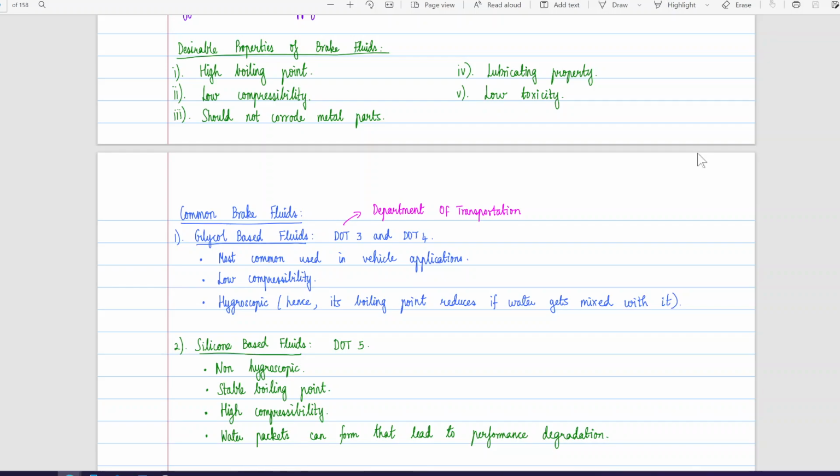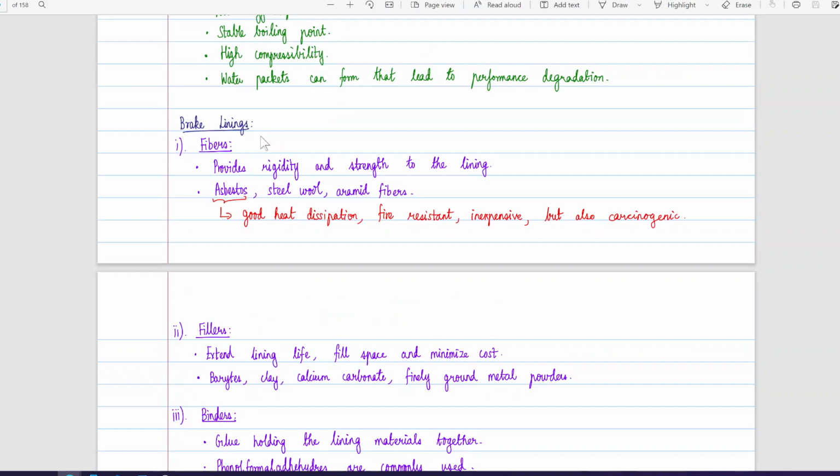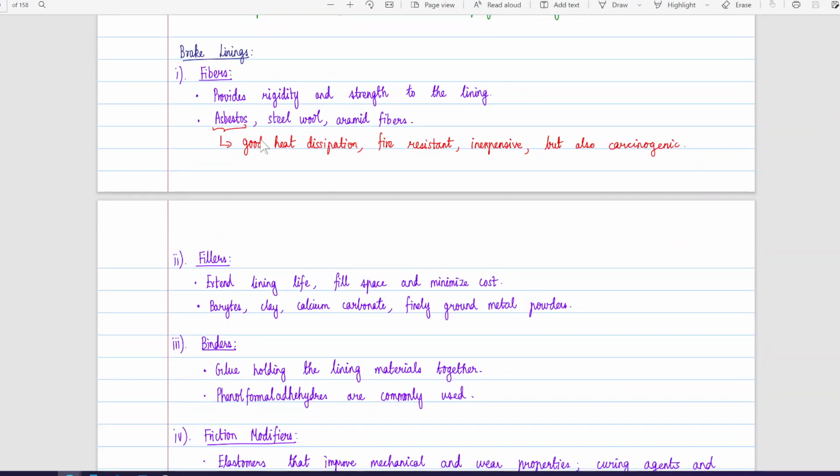Common brake fluids are glycol based fluids and silicone based fluids. Each one of them has its own benefits. Then we can briefly look at brake linings.